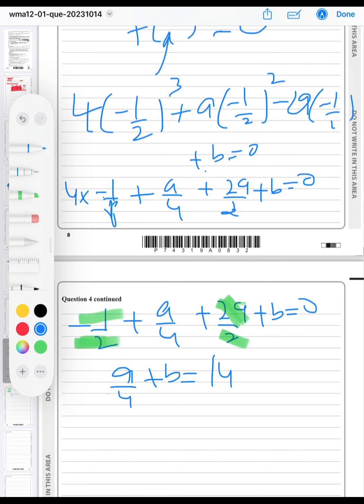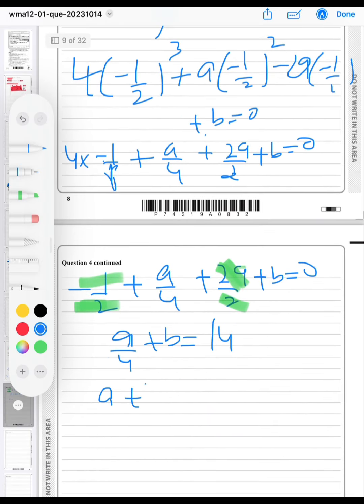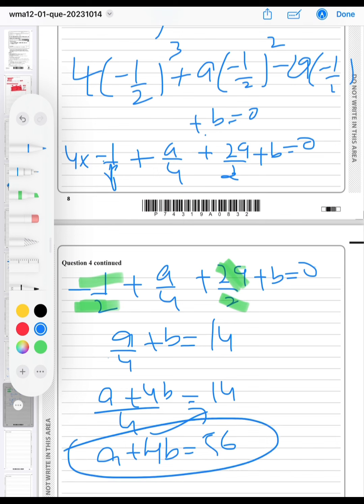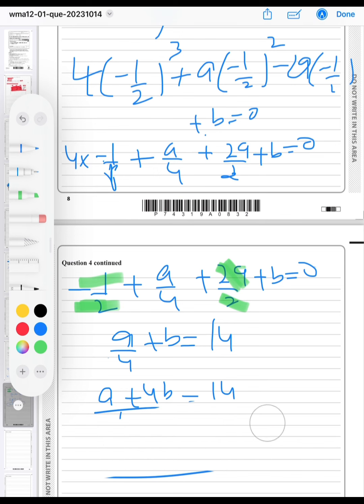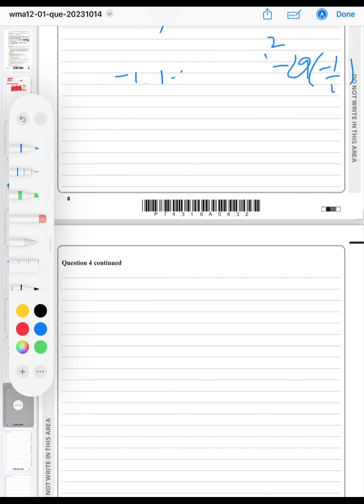Should be 14 here. Now taking the LCM here. So the LCM will be a plus 4b upon 4 equals to 14. Moving this to the other side, a plus 4b equals to 56. I hope this is clear now. The question is clear, and the concept is also clear.